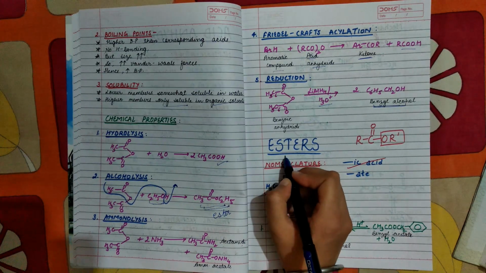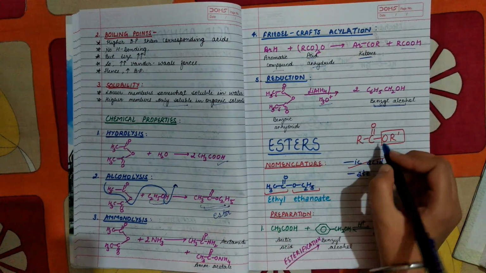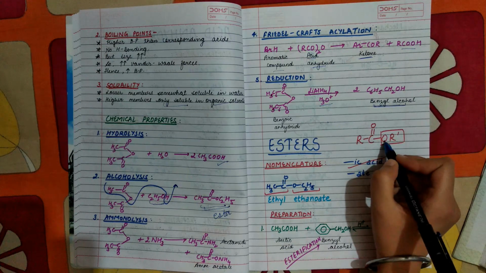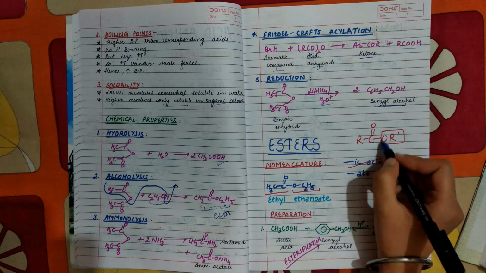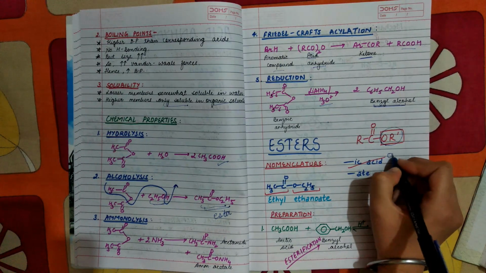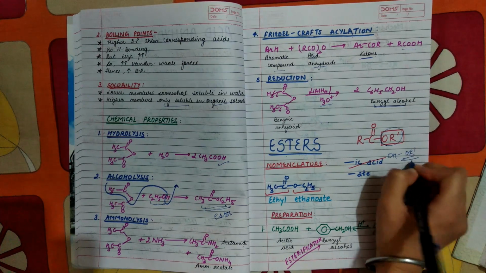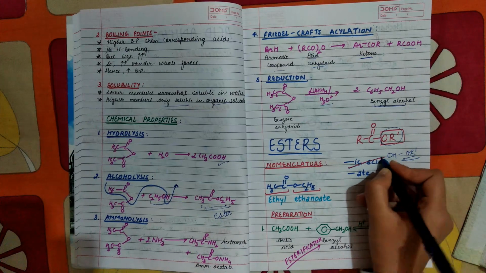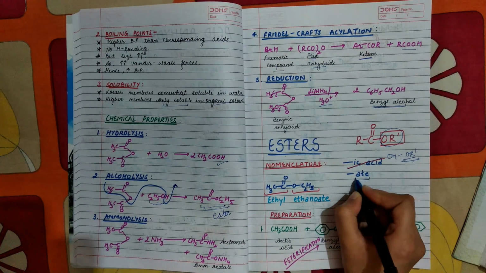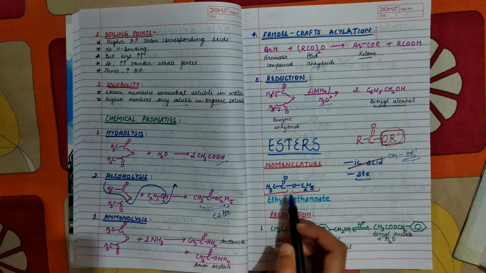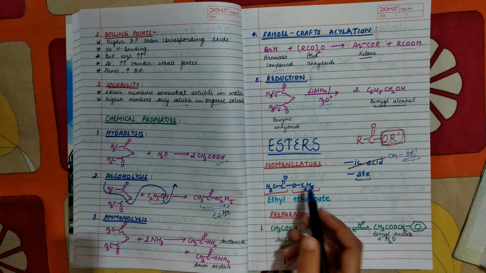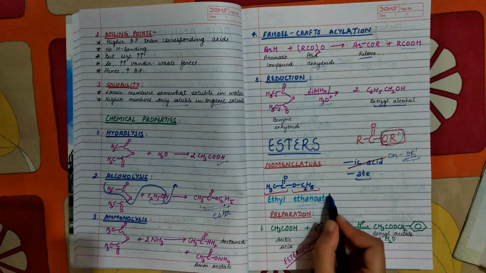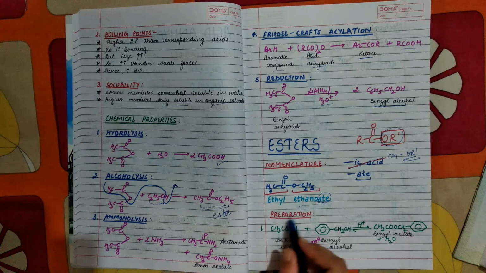The next topic is esters. The general formula is R C double bond O O R dash. This is when we replace OH by OR dash. The nomenclature is done by rejecting ic acid and replacing it by ate. For example, this is ethyl ethanoate. Right? The preparation is done.